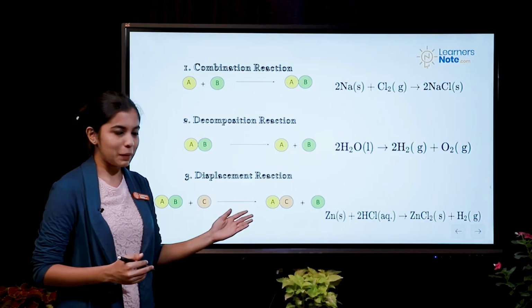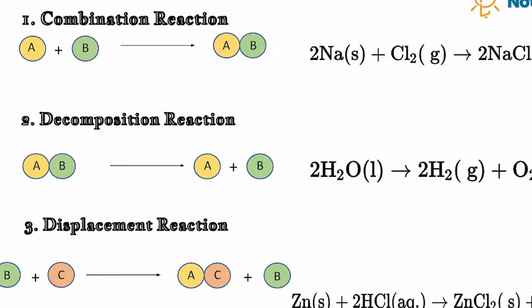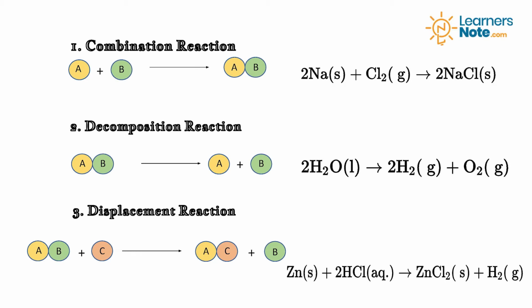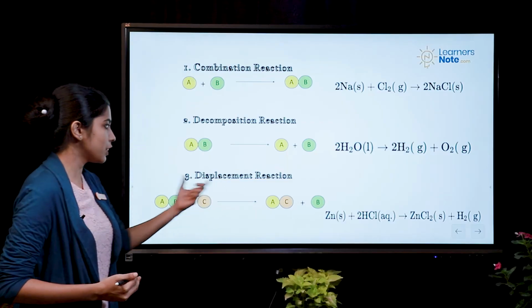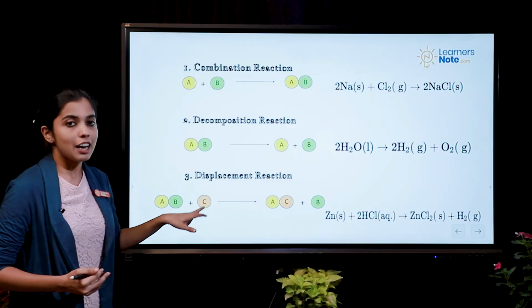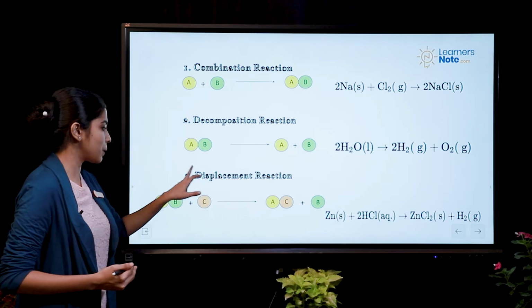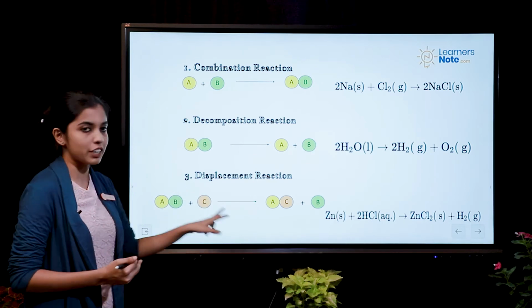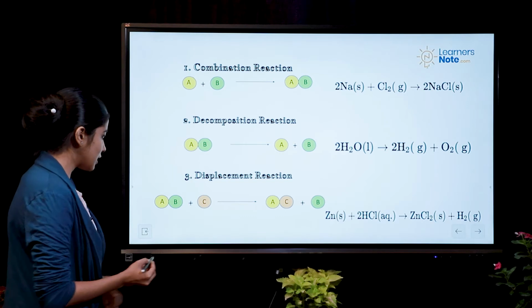Next, you have a displacement reaction. Here you can see the reaction depicted as AB plus C giving AC plus B. There are two reactants and two products. The speciality of this displacement reaction is that a higher reactive element will displace a lower reactive element in your reactant side.